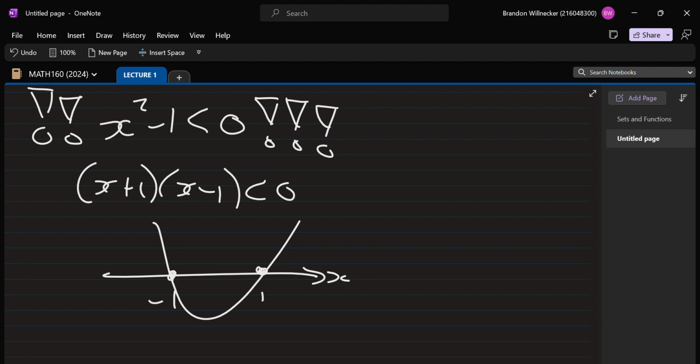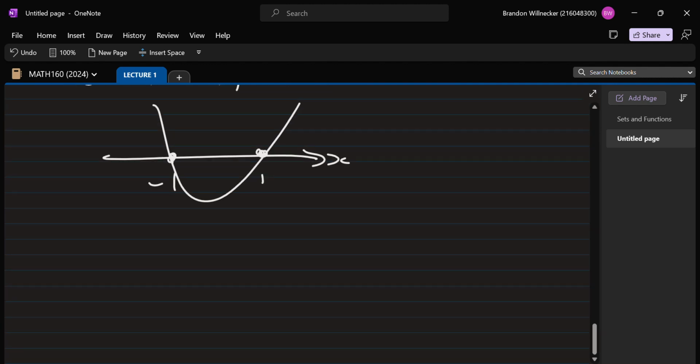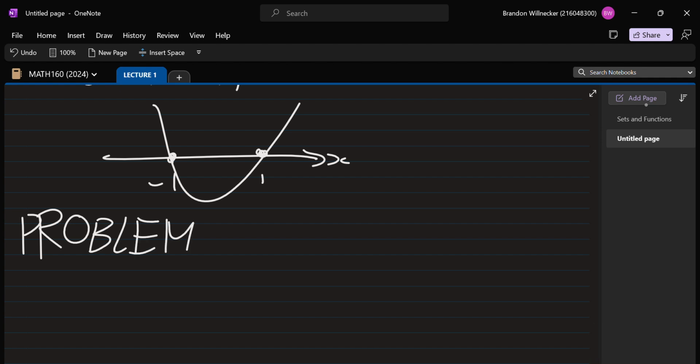So if x is between minus 1 and 1, that inside part is negative. We do not want that. So let's write here: problem with x being between minus 1 and 1. If x is equal to 1, we get 0. 0 is fine. The root of 0 is 0. No problem. If x is minus 1, we also get 0. That's not a problem. We can take the root of 0. That's fine. Anything between that is a problem.